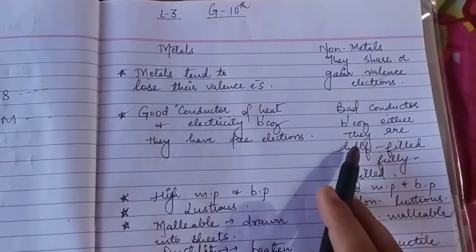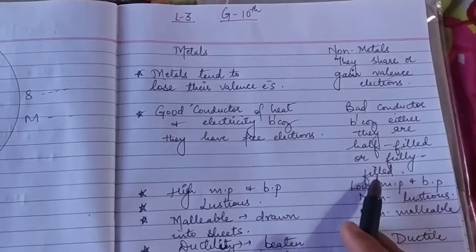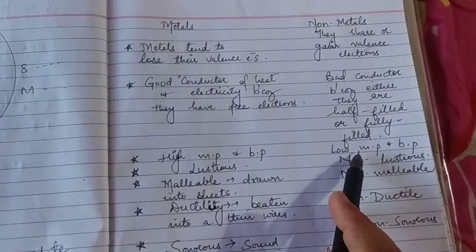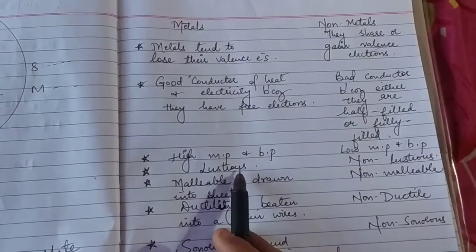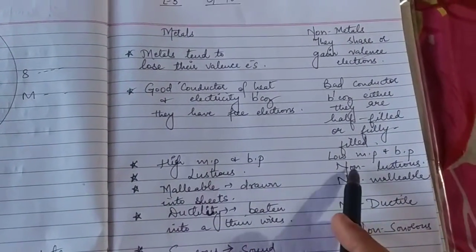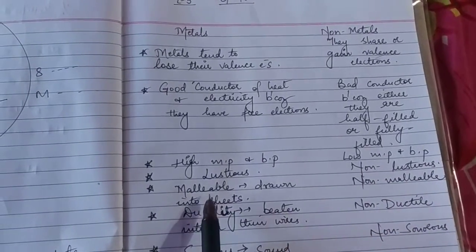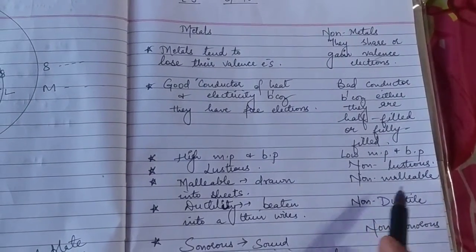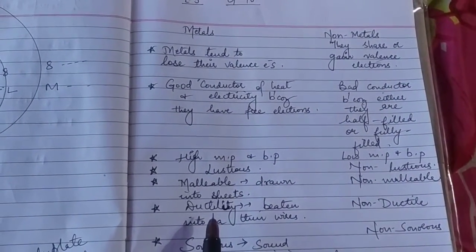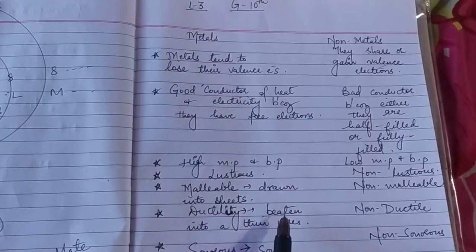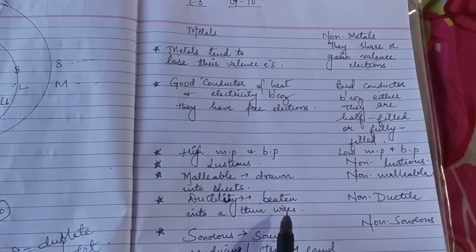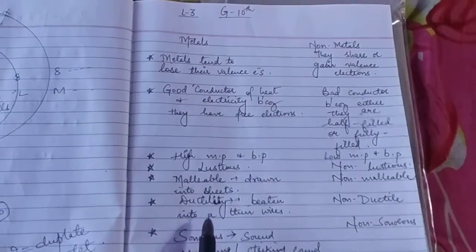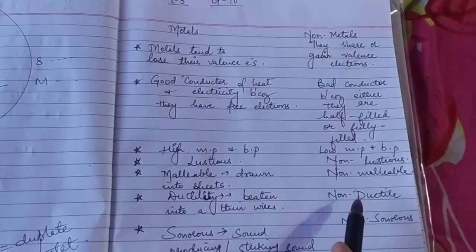Non-metals are bad conductors because their shells are fully filled. Correct? Metals have high melting and boiling points, while non-metals have low melting and boiling points. Metals are lustrous, very shining, and non-metals are non-lustrous. Clear? Metals are malleable, they can be drawn into sheets, but non-metals cannot be drawn into sheets, so they are non-malleable. Metals show the property of ductility, meaning they can be beaten into the thin wires that we use in our daily lives. Correct? In electricity we are using them. So metals show ductility, and non-metals are non-ductile.